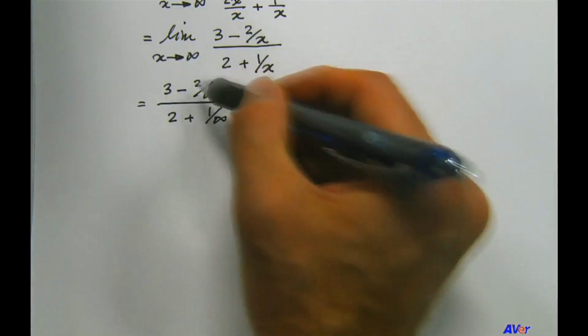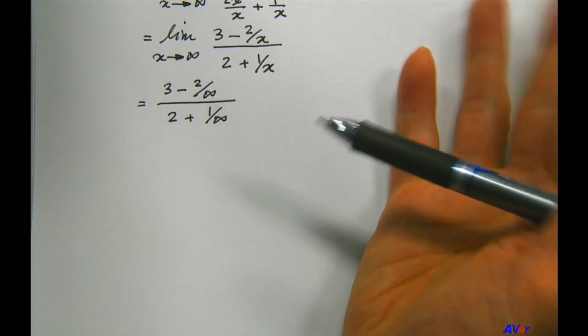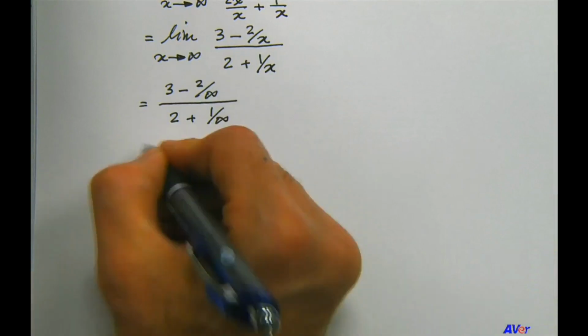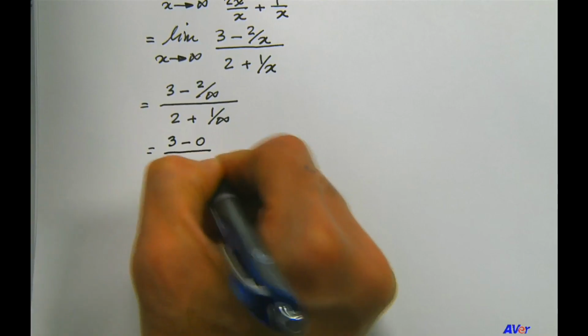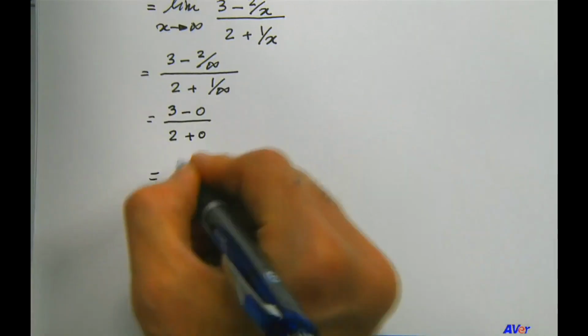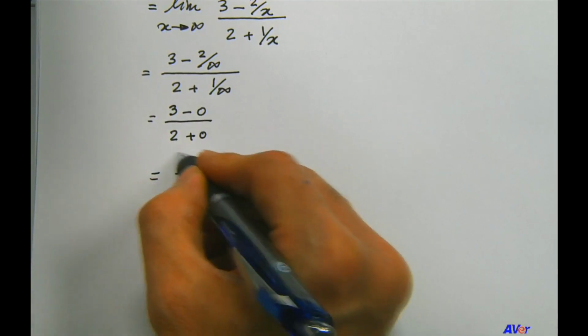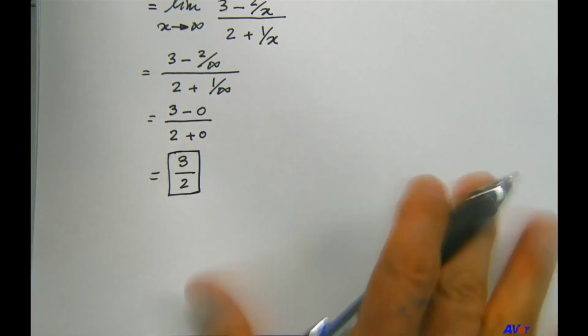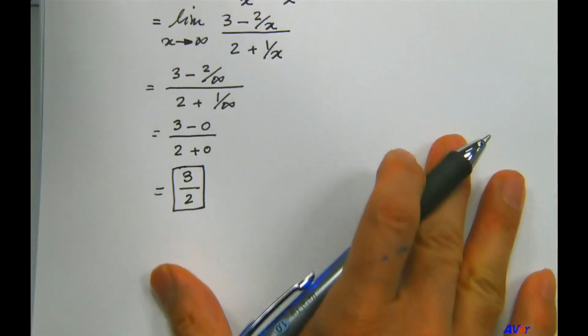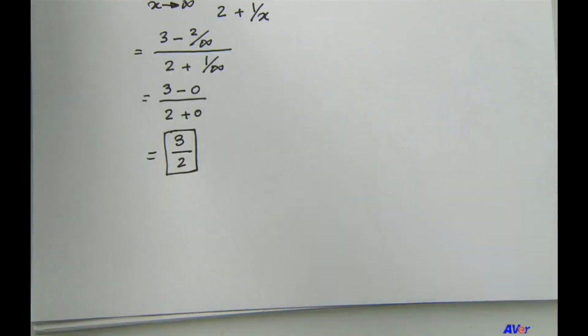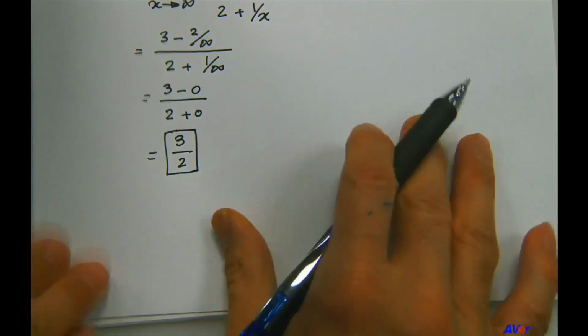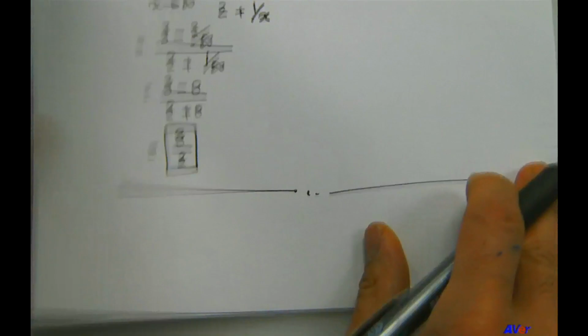Right? So anything divided by infinity is 0. So we have 3 minus 0 divided by 2 plus 0, which means 3 over 2. So in this case, the limit of this function as x approaches infinity is in fact 3 over 2. Okay, pretty simple, isn't it? Once you know the procedure, these become very, very easy problems to solve.